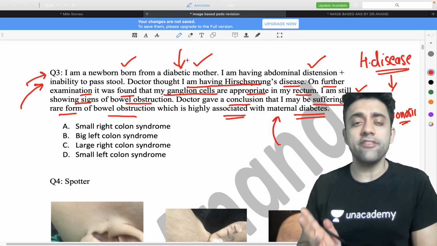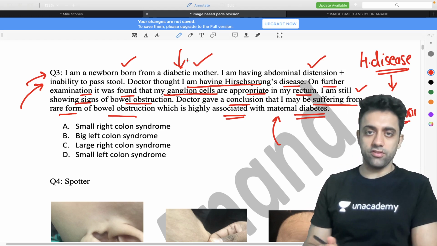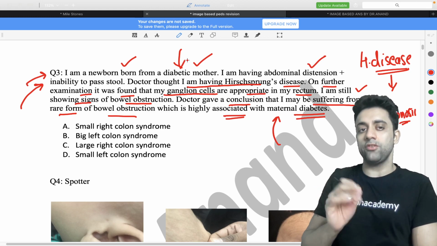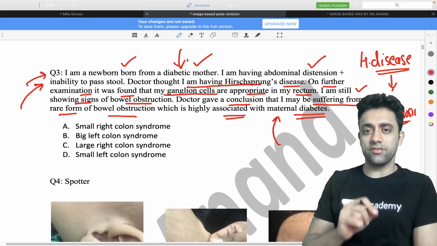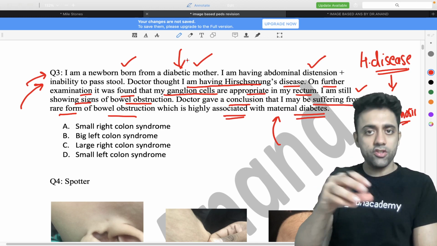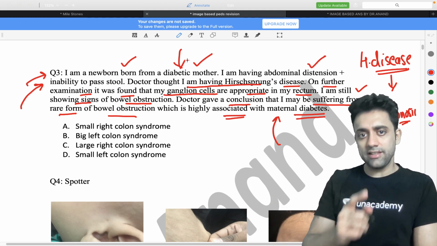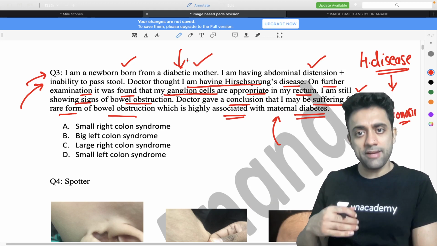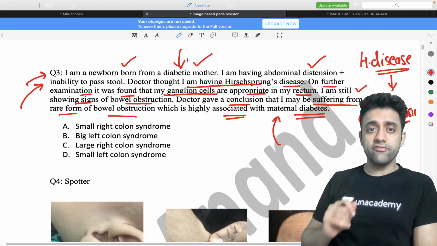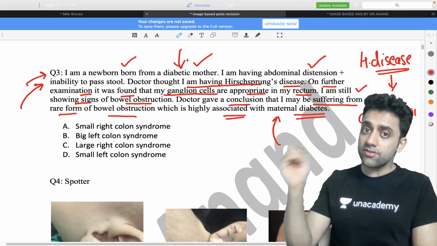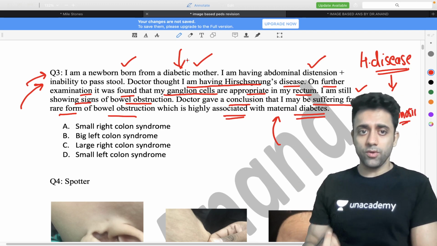Which is this rare form? See, this question is beautiful. Luckily, I made the question. Thank you. But this question is nice actually. This question is telling you toward the diagnosis. The last line is saying doctor gave a conclusion that I may be suffering from a rare form of bowel obstruction which is associated with diabetes mellitus. Now, what is the answer for this?